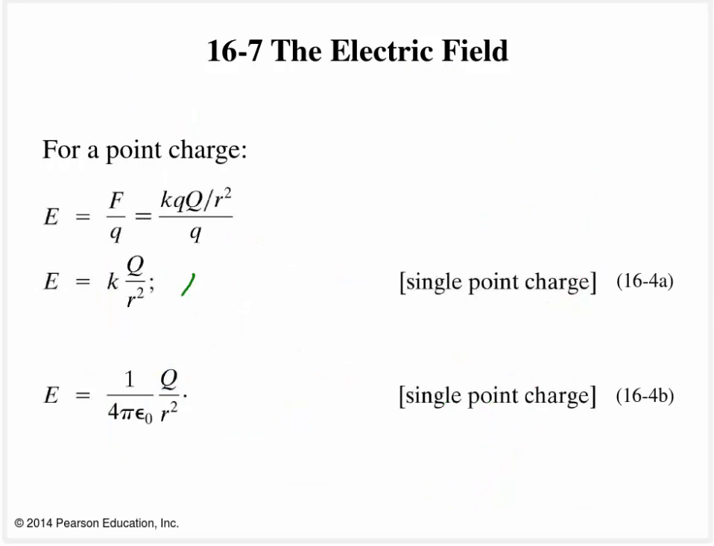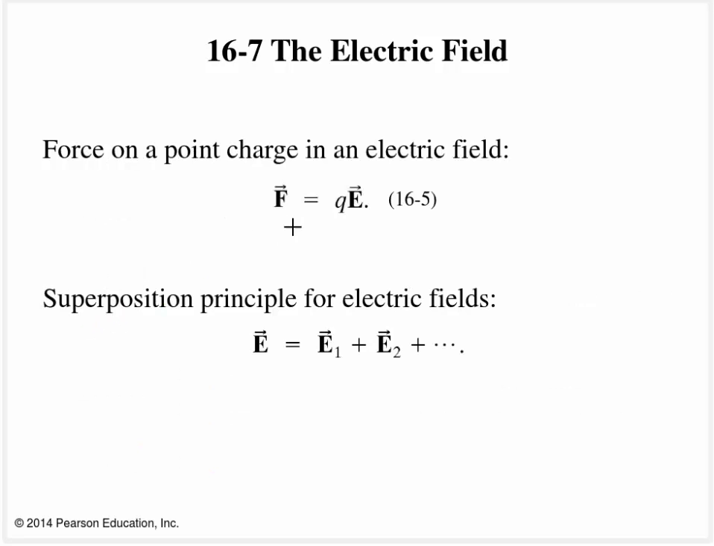This slide simply gives you the same equations in two different flavors, the one with the epsilon naught and the one with the constant K. And it turns out I've already talked about this equation, which is just rearranging: electric field is force divided by charge.